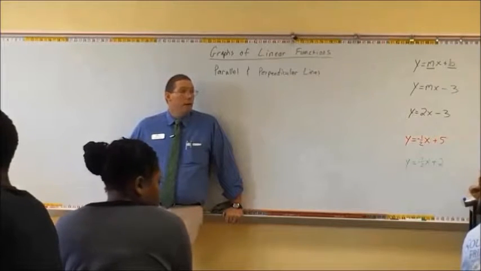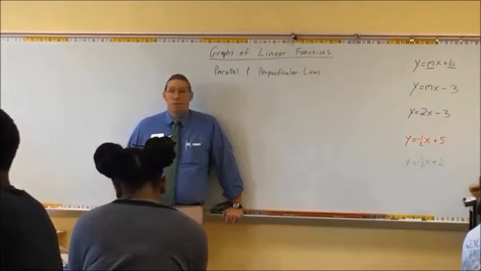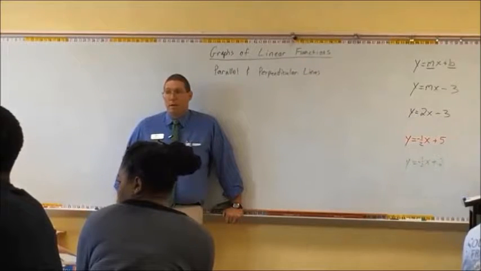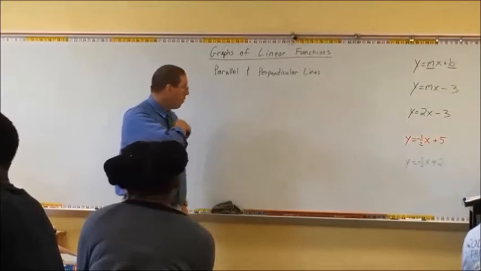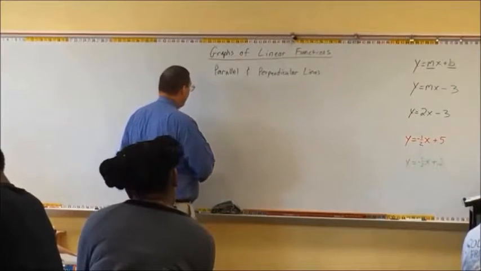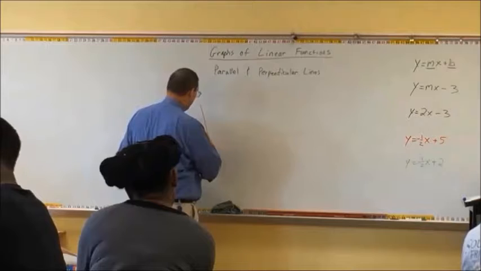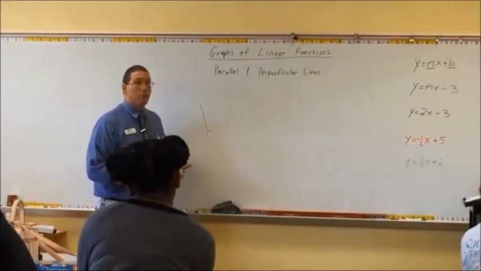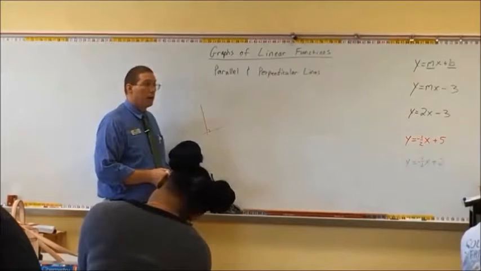At a 90-degree angle. Are you aware of that? Okay, so lines that are perpendicular intersect at a 90-degree angle. They make a right angle. That's the definition of perpendicular lines.